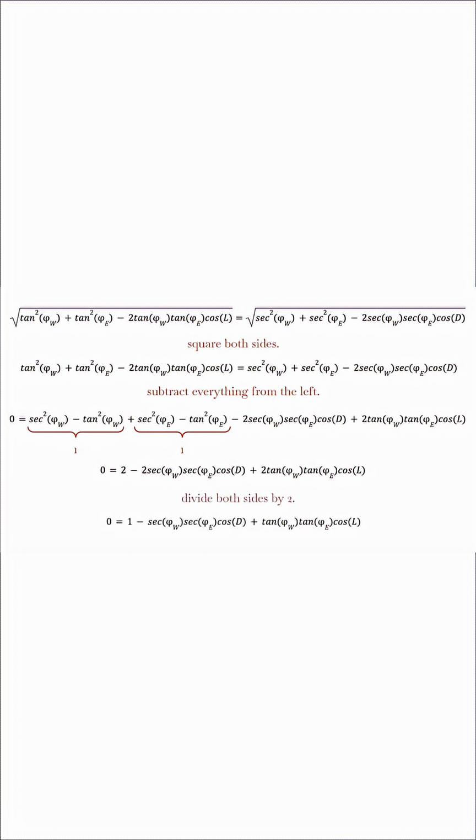Square both sides. Subtract everything from the left. These terms can both be simplified with a Pythagorean identity. Divide both sides by 2. Now solve for cosine of D. Add secant phi W, secant phi E, cosine D to both sides. Divide both sides by secant phi W, secant phi E, and simplify. This gives us an expression for the spherical law of cosines with the notation in this experiment.